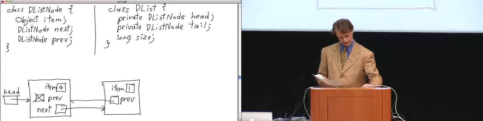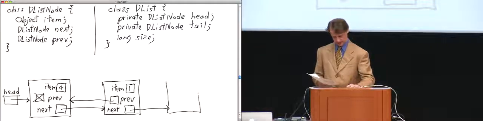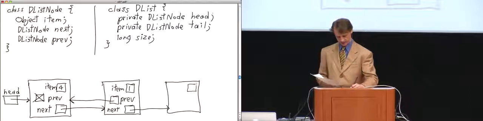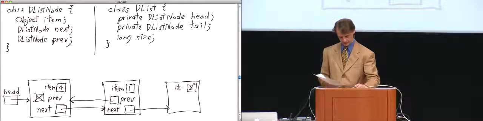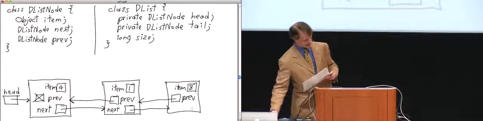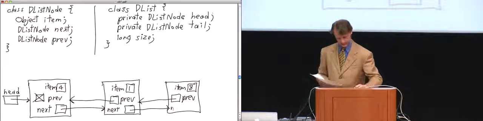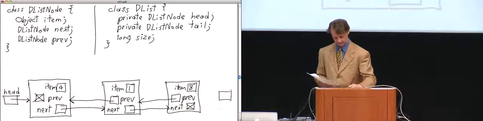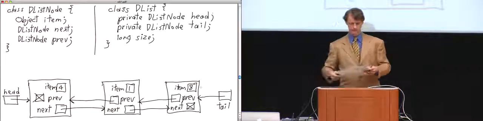Whose prev field points back to the head of the list. And I'll have 3 nodes in my list, so this is the tail that we're looking at now. And since this is the last node in the list, whoops, next, not head. Since this is the last node in the list, its next field will be null. And finally, I will have a tail back there.